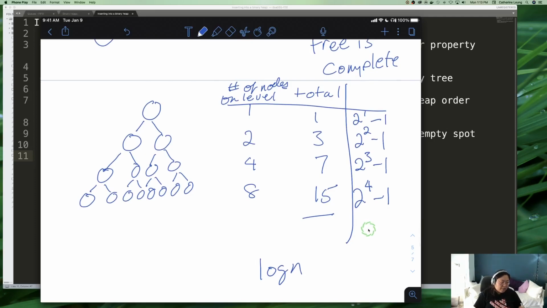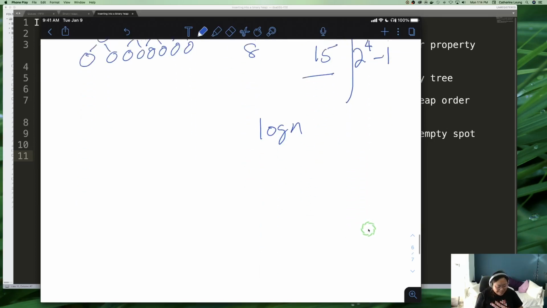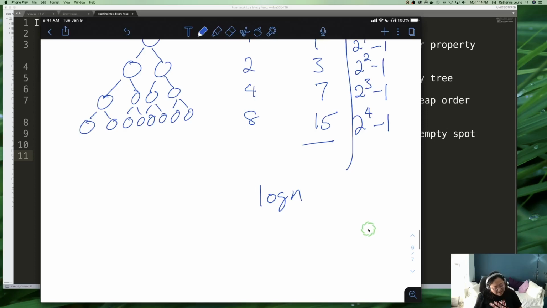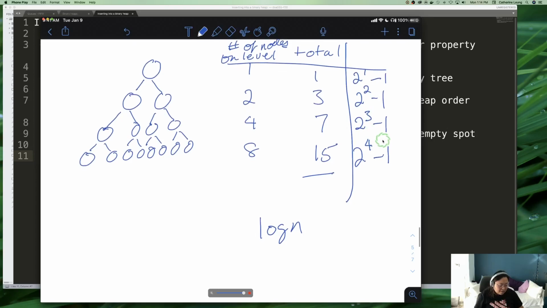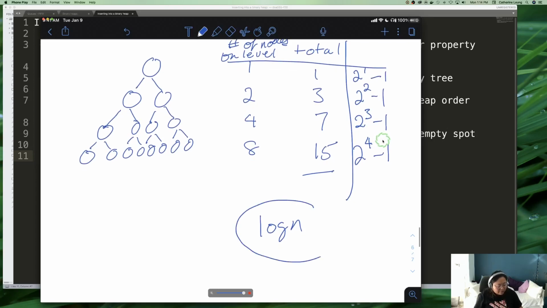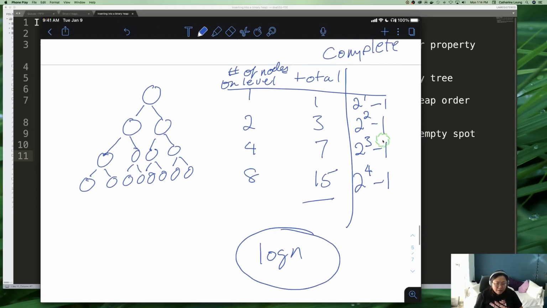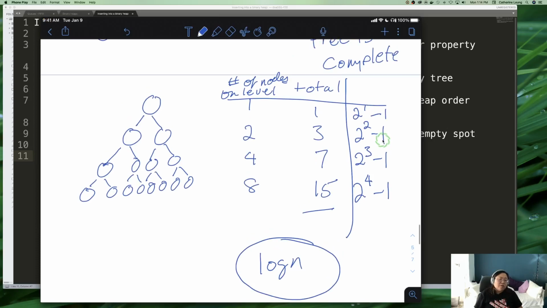Now, log of n is a decimal, so we have to ceiling it to the next number. Okay, but subtract 1. So there's that. But in any case, it doesn't matter. The minus 1 really doesn't matter here. The point is that we have log n levels to deal with.